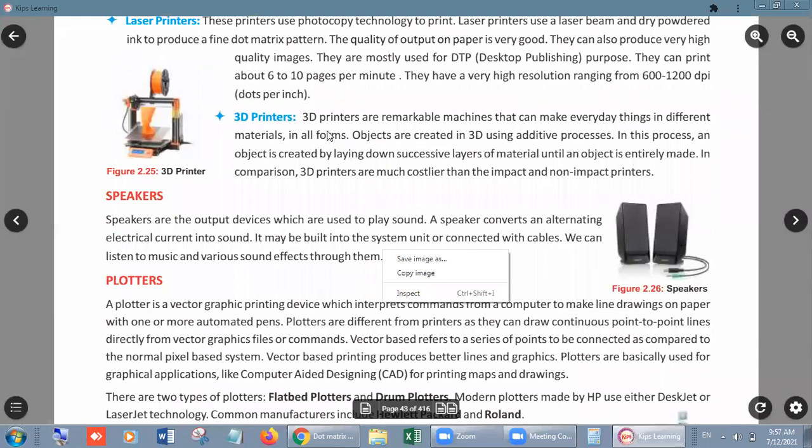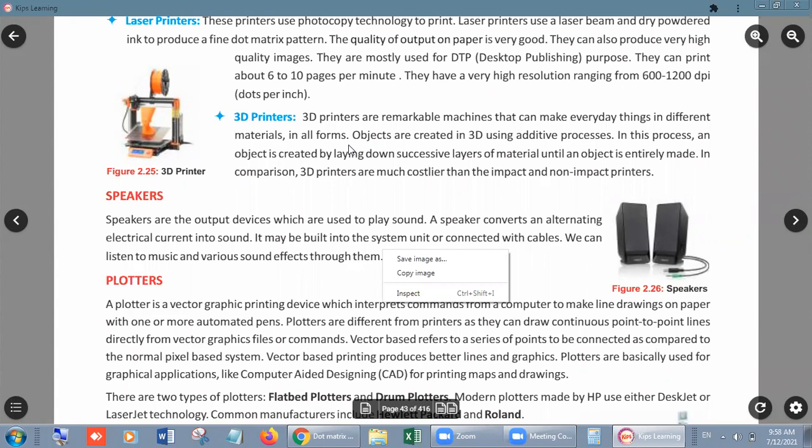What is it? 3D printers are remarkable machines that can make everyday things in different materials in all forms. 3D printing, what is 3D printing? It is not shown on paper only, right? It can be on glass, or on a prism, or it can show the original person inside the prism. You can't imagine what a 3D printer can do.